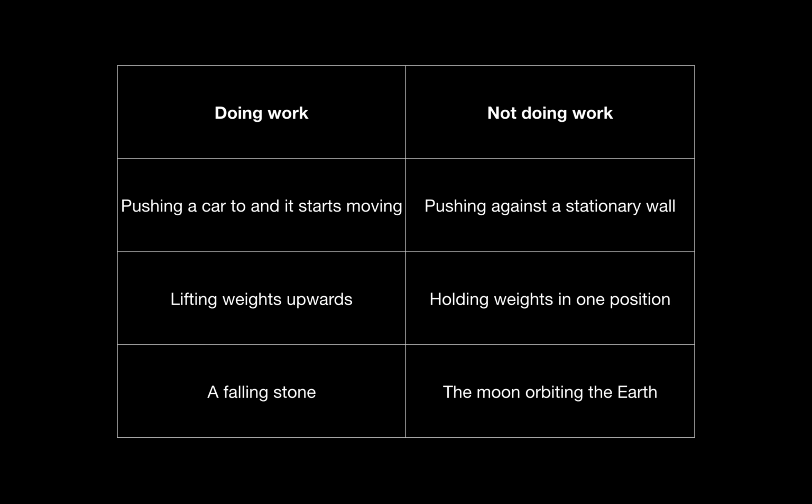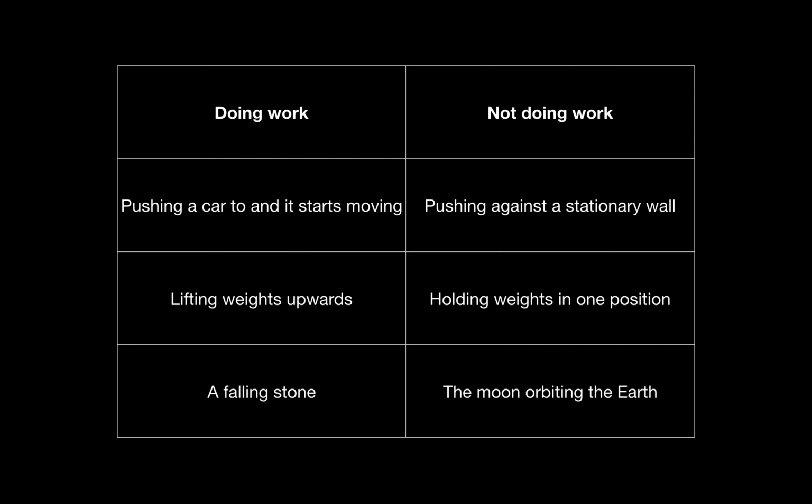So these are a few examples I put together of doing work and not doing work. Doing work is pushing a car and it starts moving, right? Because for work to be done, you need a force applied and distance traveled. For the same reason, pushing against a stationary wall is not work done because although you are applying a force, the wall is not moving at all. So when you do W is equal to F into S, the force is there, but distance traveled is zero, and F into zero will give you zero. So pushing against a stationary wall is not work.